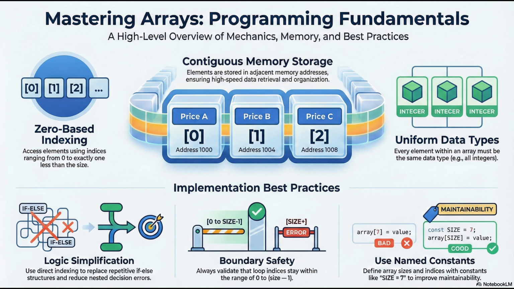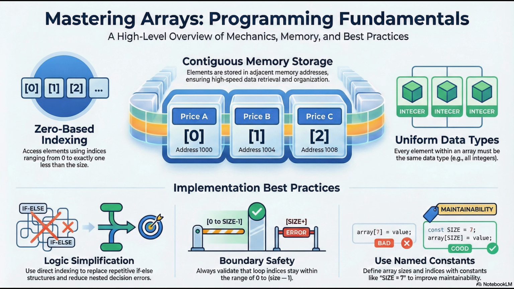So the solution is to use named constants. You just declare Monday 0, Tuesday 1, and so on. Right. And now your code reads temperatures Monday equals 70. It's self-documenting. Infinitely more readable. And safer. It is. It's a small change that really separates professional code from hobbyist code. I love that.